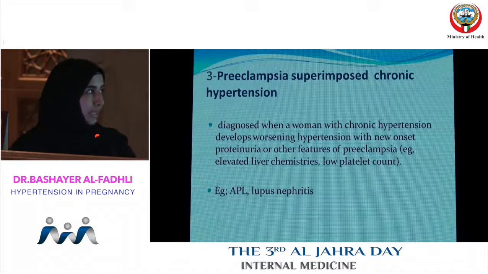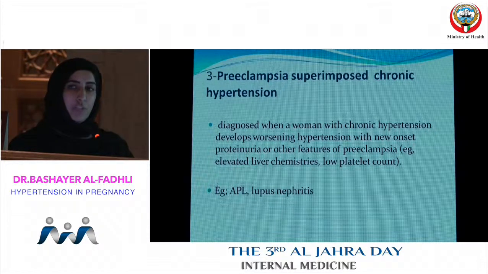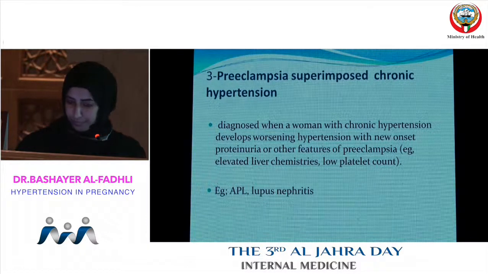Superimposed preeclampsia is diagnosed when the woman has chronic hypertension and develops worsening hypertension with proteinuria or with features of end organ damage. Example, a patient with lupus nephritis or antiphospholipid syndrome.